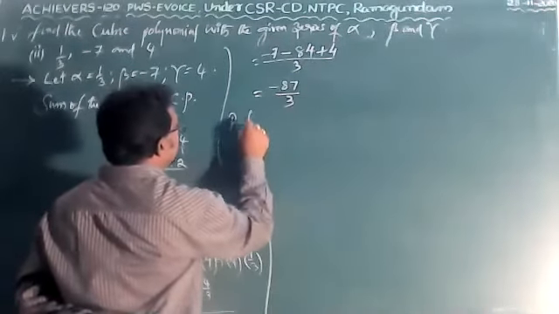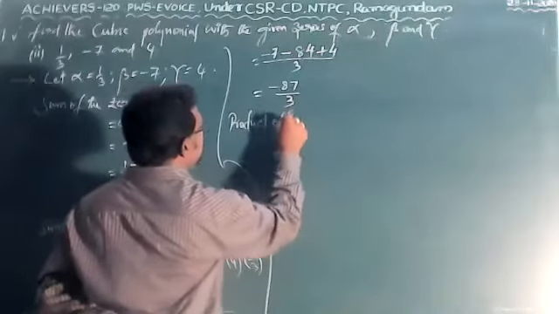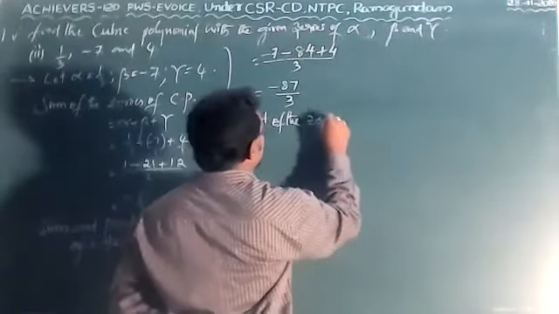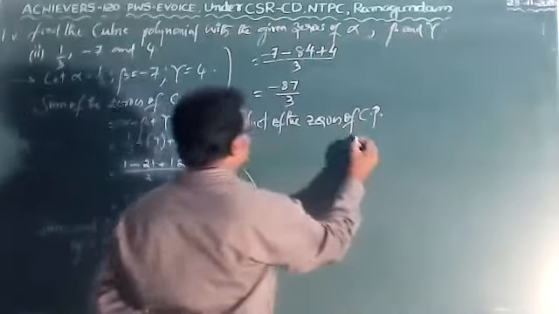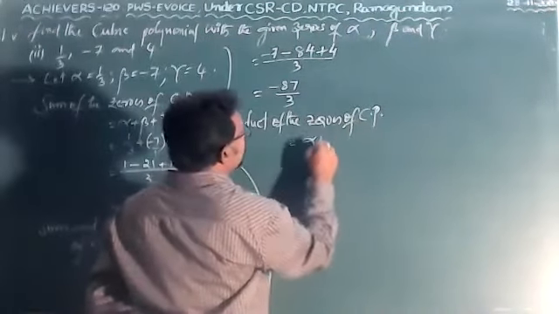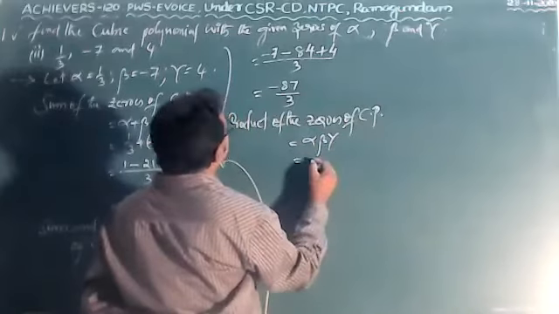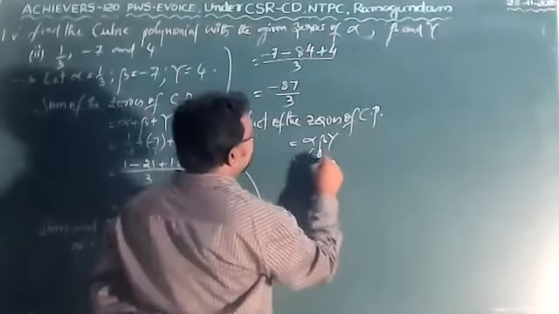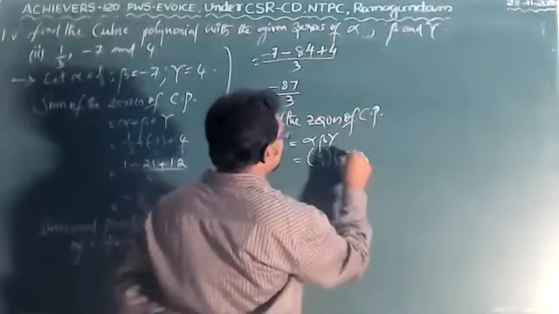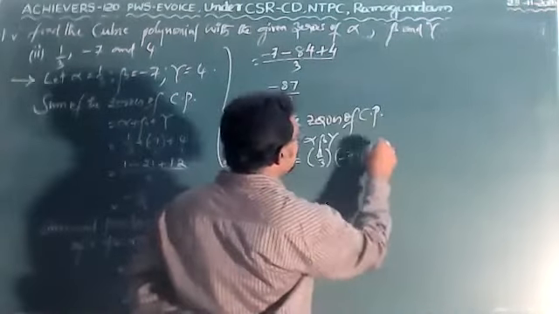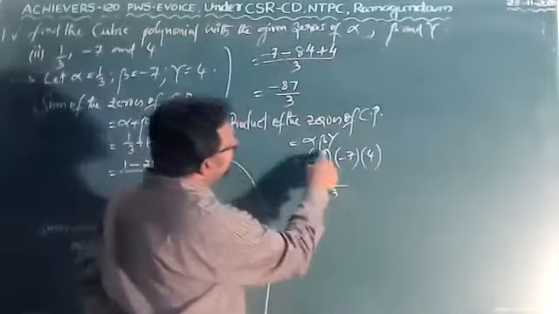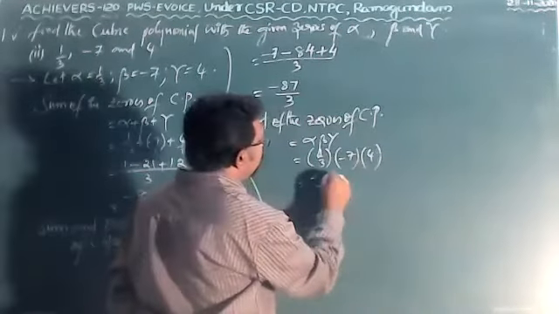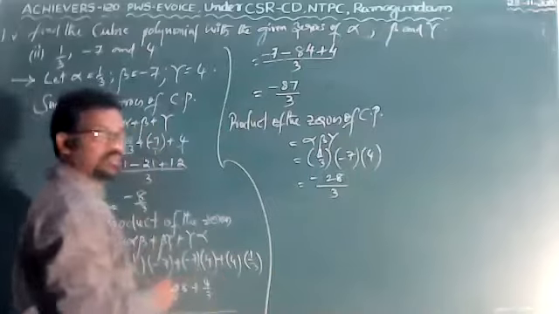Now, product of the zeros. Product of the zeros of the cubic polynomial is alpha beta gamma. What is alpha? 1/3. What is beta? -7. What is gamma? 4. So you will get minus, denominator 3. You will get 1 into 7, 7, 7 into 4, 28.